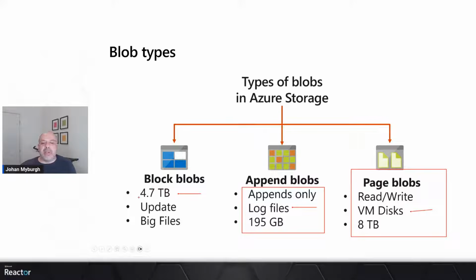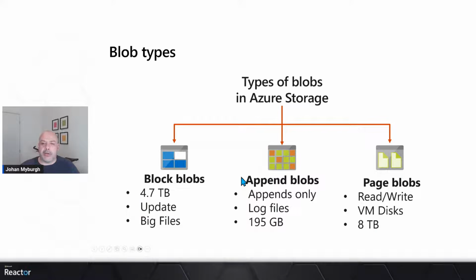Whereas block blobs can be updated, and I can roll forward a new version of the file, for example, and I can go and restore an old version of the file. Think PDFs, any sort of static content for that matter.